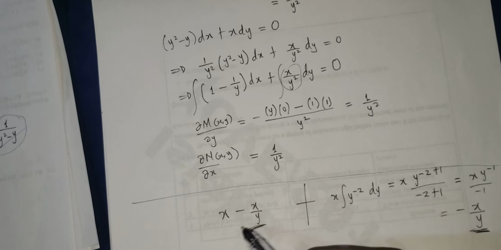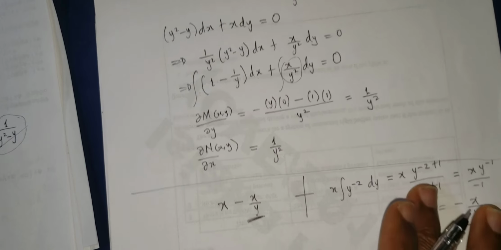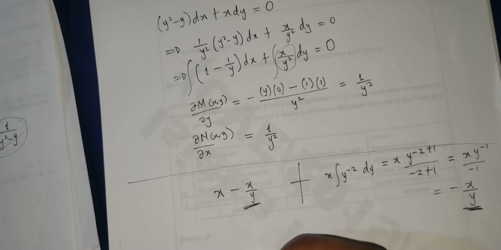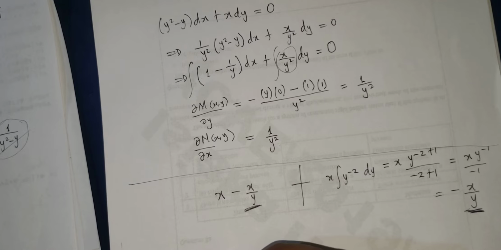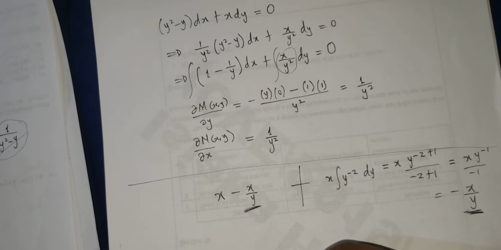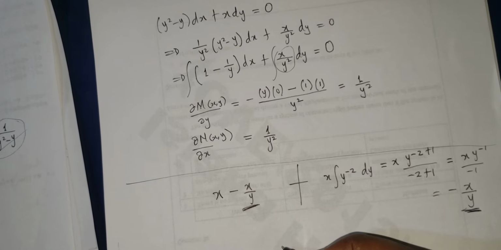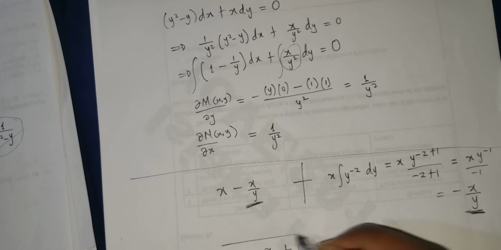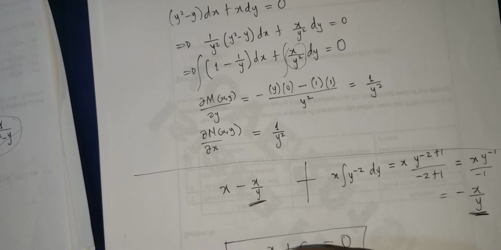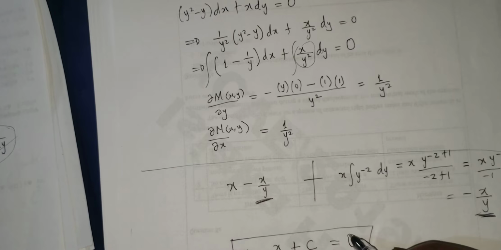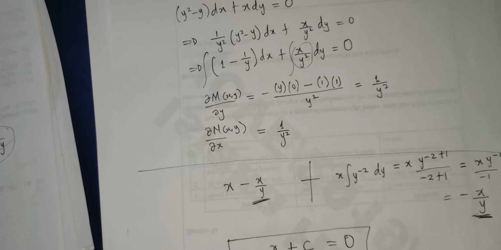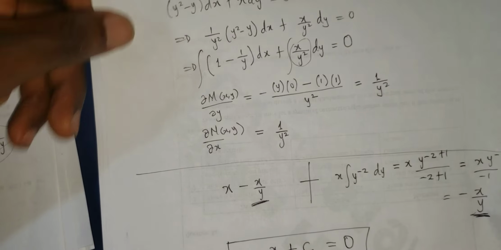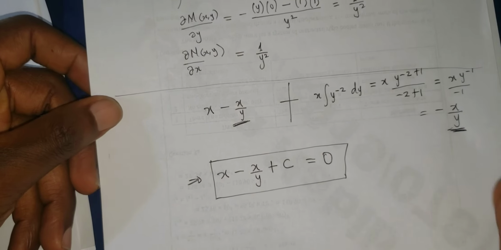So whatever is common to both of them we write only once, then the others will be included also. So at the end of the day, we're going to have our result to be x minus x over y, then that's all we have, then plus c is equal to 0. That is the solution to the differential equation. So as before, you can check to convince yourself that this is correct.